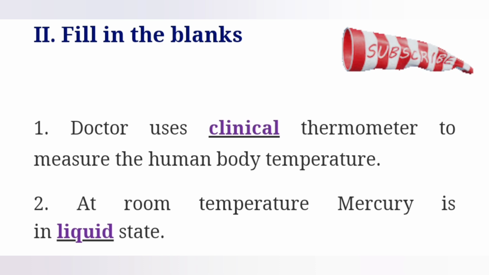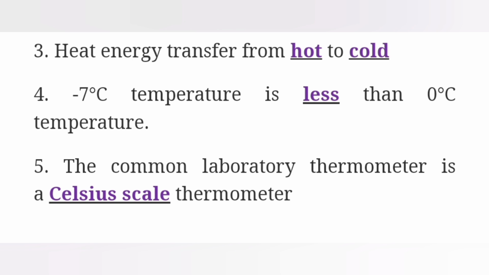Second Roman letter, fill in the blanks. First one, a doctor uses a dash thermometer to measure the human body temperature. Answer clinical. Second one, at room temperature mercury is in dash state. Answer liquid state. Third one, heat energy transfers from dash to dash. Answer hot to cold.